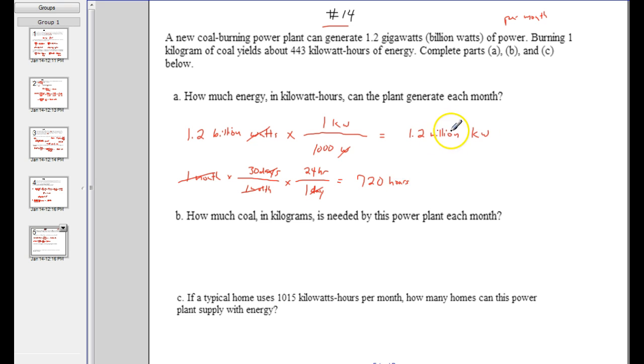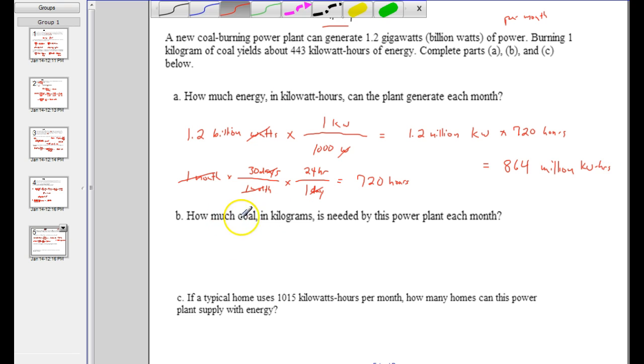So this is the number of kilowatts they can generate, and this is how many hours there are in a month. If I multiply 1.2 million kilowatts by 720 hours, the units I end up with are kilowatt hours. So that's 864 million kilowatt hours. Part B says how much coal in kilograms is needed to power this plant each month.